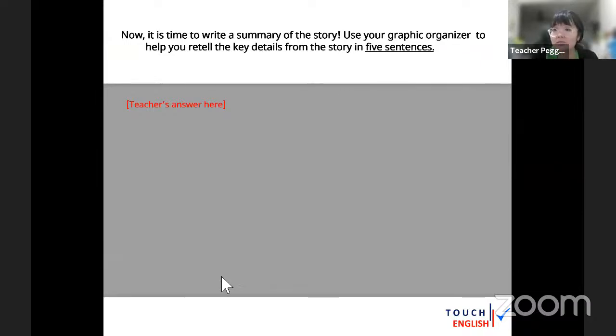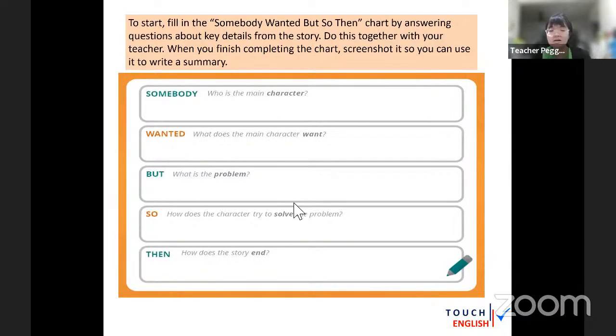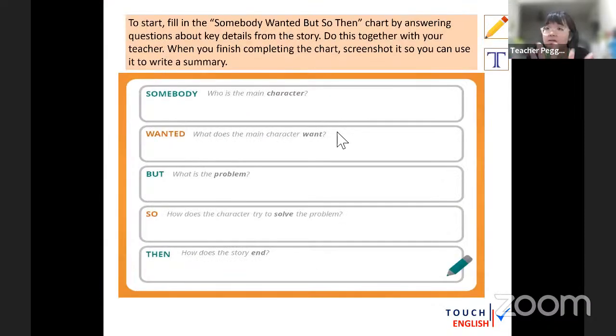Okay, everyone. So I already did it for you just now. For the somebody wanted, but so then, okay, this is the formula. Now it's your time to make the story summary in 5 sentences. I want you to make it and send your answer in the text. First you can start with completing this draft on paper, with the important key points. Then you make 5 sentences to summarize the story.